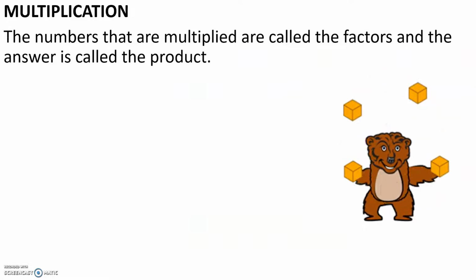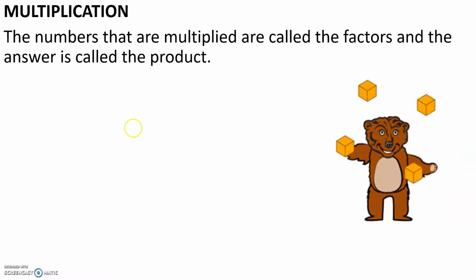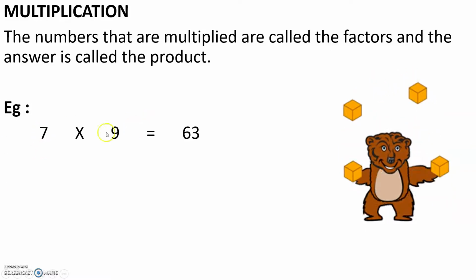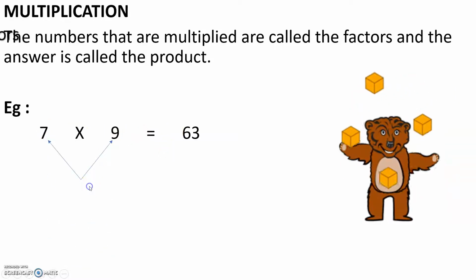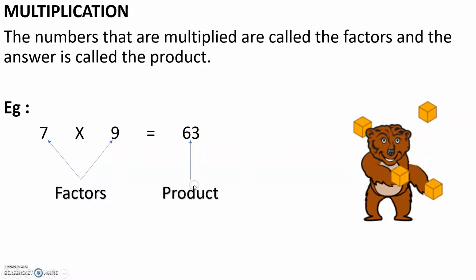The numbers that are multiplied are called the factors and the answer is called the product. Let's see an example. 7 into 9 gives you 63. Now the 7 and 9 are called the factors and the 63 is called the product.